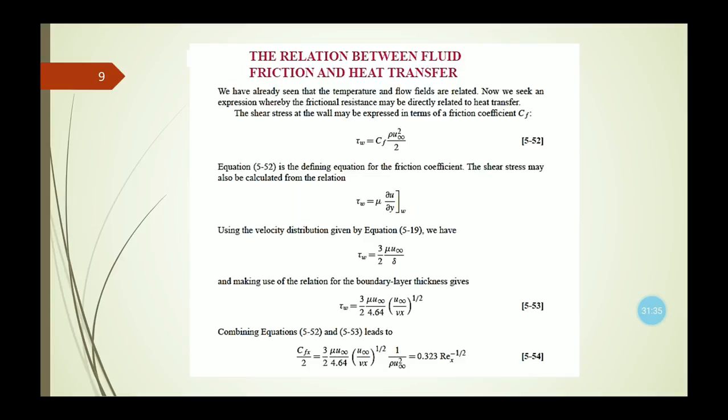Now if we need to derive the relation between the fluid friction and heat transfer, in that case the frictional resistance may be directly related to the heat transfer. So how to proceed here? The shear stress at the wall may be expressed in terms of the friction coefficient Cf, the skin friction coefficient we have discussed earlier. So tau W equals Cf rho u square divided by 2.